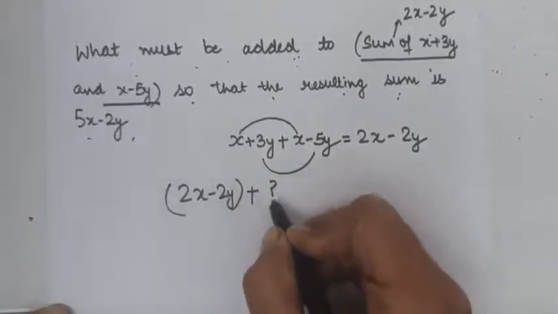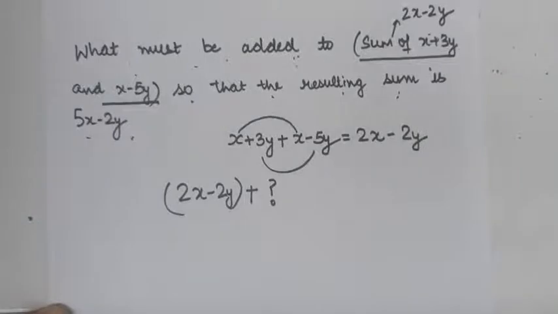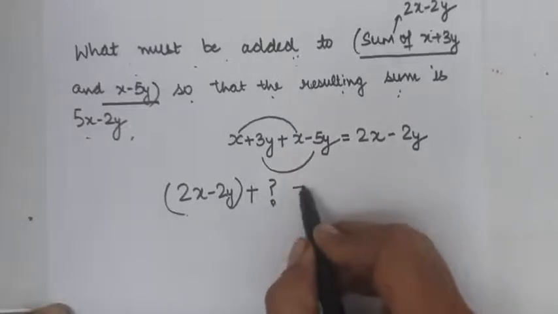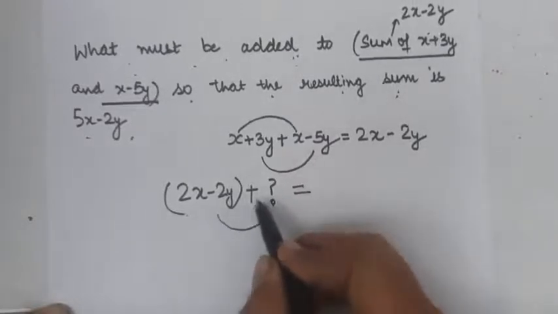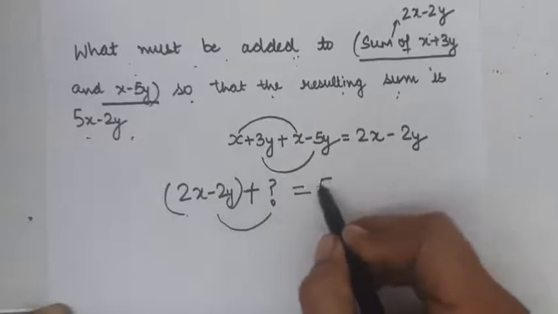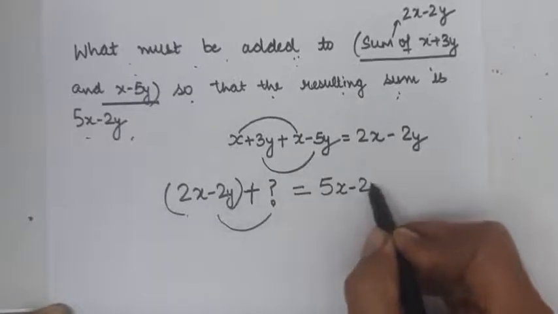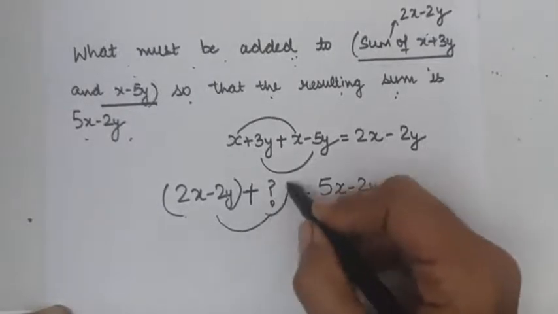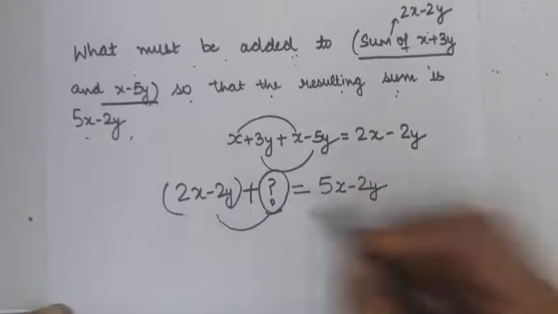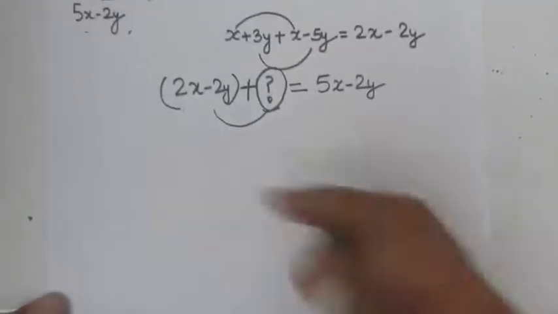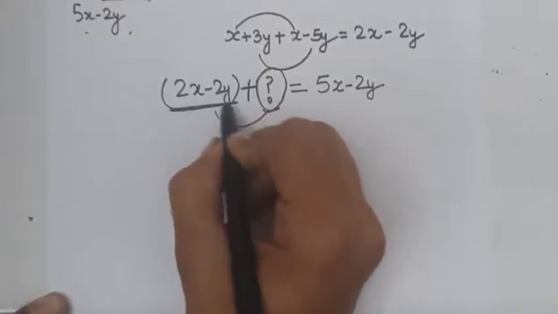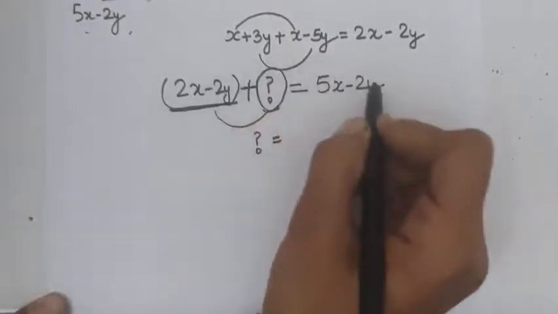We don't know what we have to add, so let us put the question mark. What must be added to this so that the resulting sum is 5x minus 2y? Now, this you have to find out. So this will remain as such, and this whole expression will move to that side.